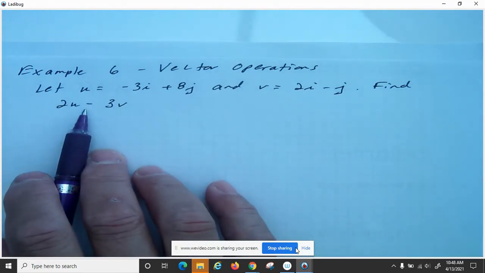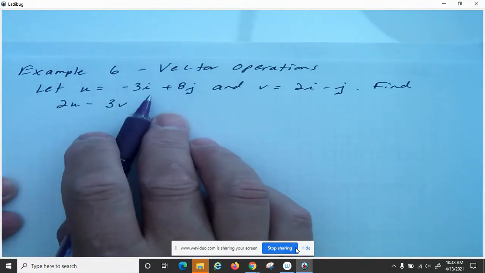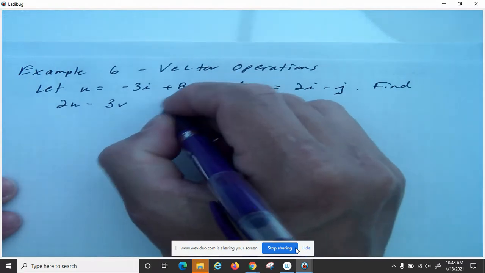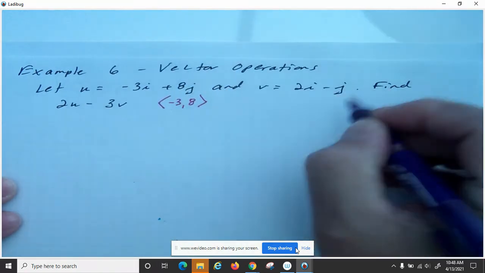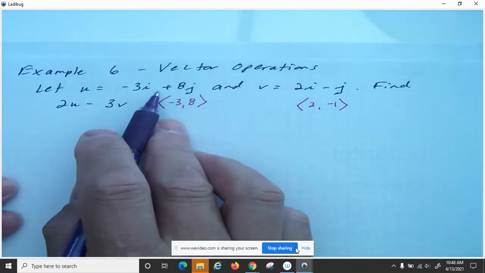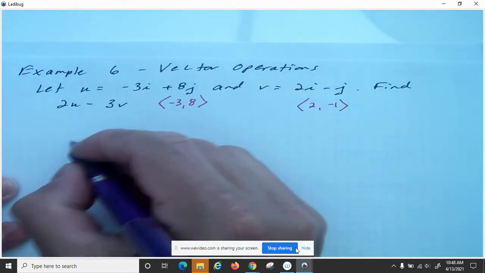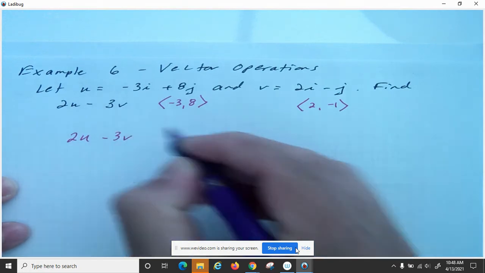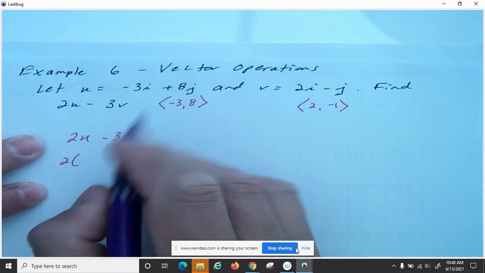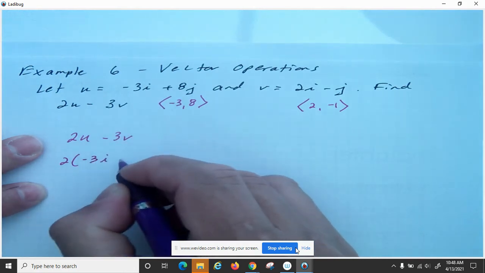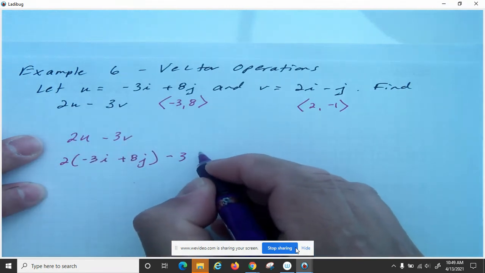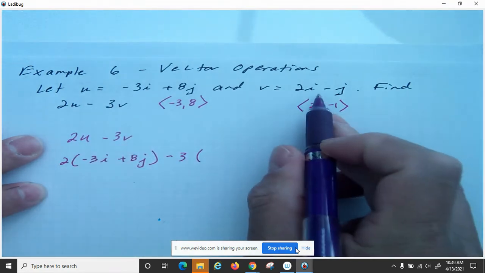So to do that, I can keep it as a linear combination. I can switch it over to component form. Component form for this would be (-3, 8), and component form for this would be (2, -1). I can do that, or I can just leave it alone. I'm going to go ahead and leave it alone. So I want to find 2u minus 3v. So let me just go ahead and put in the linear combination for vector u. I want to subtract 3 times the linear combination of vector v.